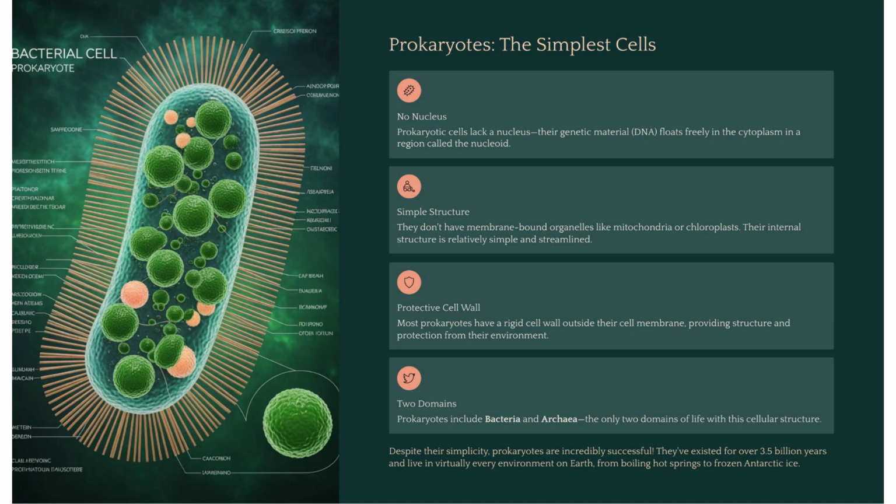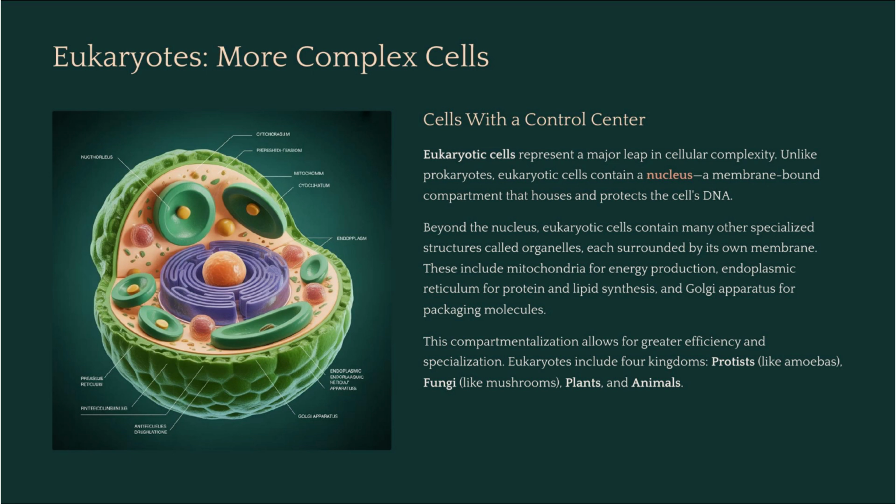The simplest forms of life are housed in prokaryotic cells. Imagine a basic studio apartment. Everything is in one open space. Prokaryotes, like bacteria, have their genetic material, DNA, floating freely in the cytoplasm, and do not have a nucleus or other complex internal compartments. They are small, ancient, and highly successful, proving that sometimes simple is best. Now let's move up to a mansion. That's the eukaryotic cell. These are the cells that make up animals, plants, fungi, and protists.